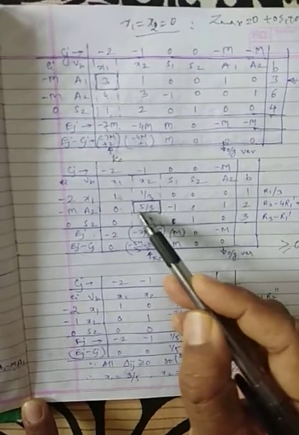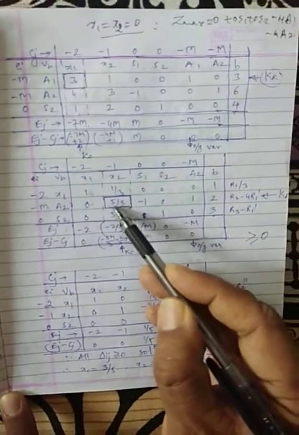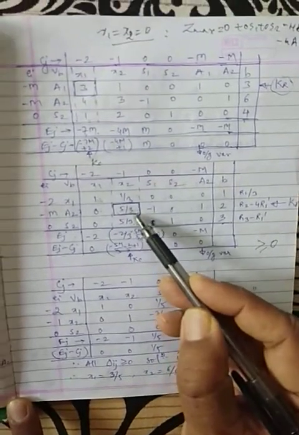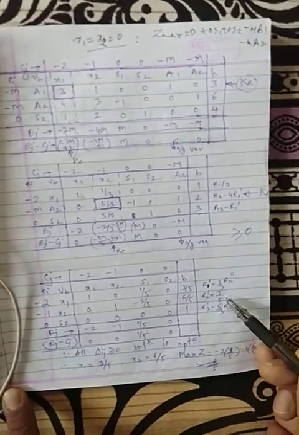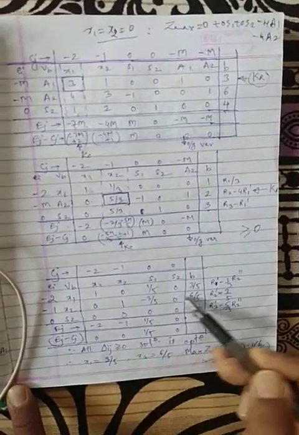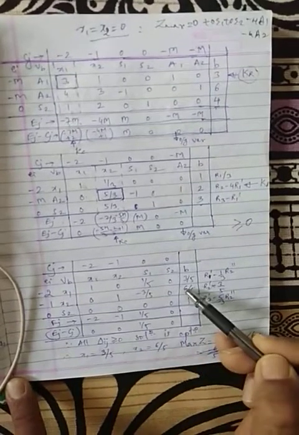R2 dash I want to make unity. So 5 by 3, if you want to make unity, you have to multiply by 3 by 5. So the rule I have written here, R2 dash into 3 by 5. Applying this rule to the whole row, the second row elements are changed.